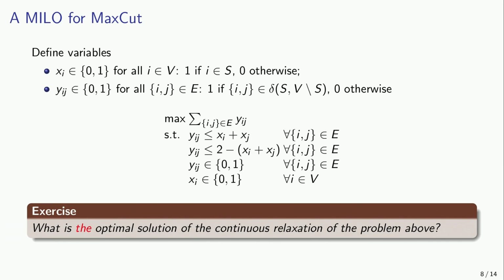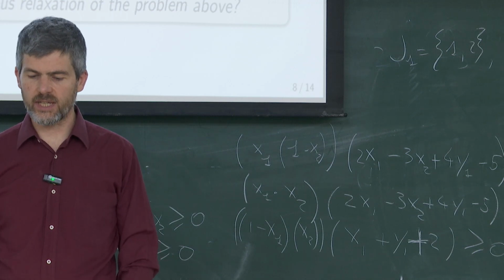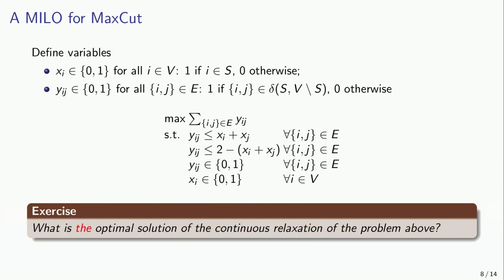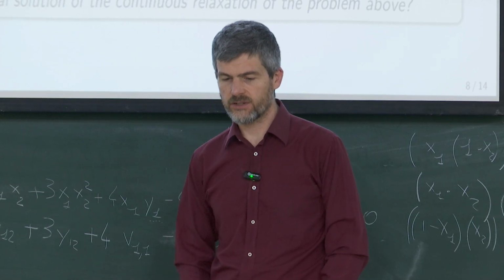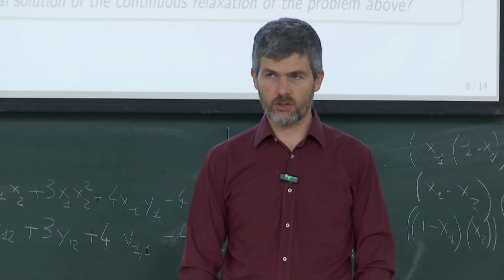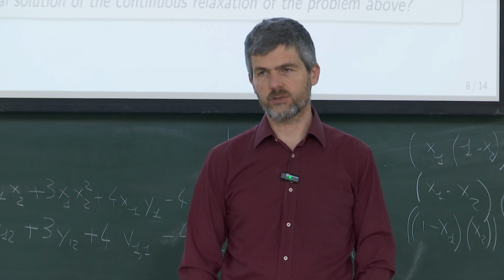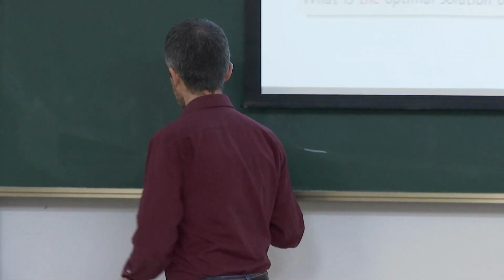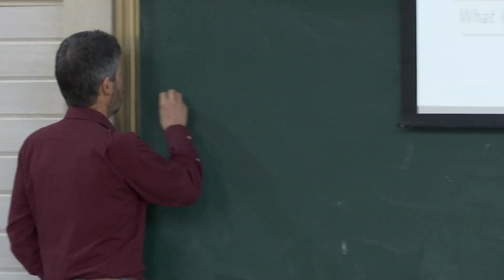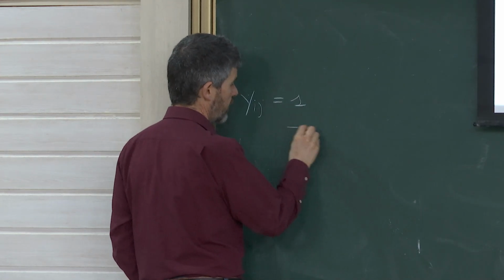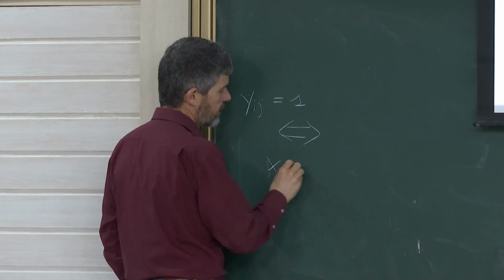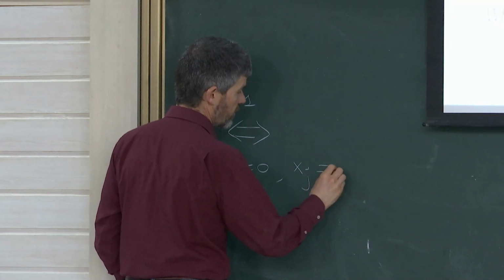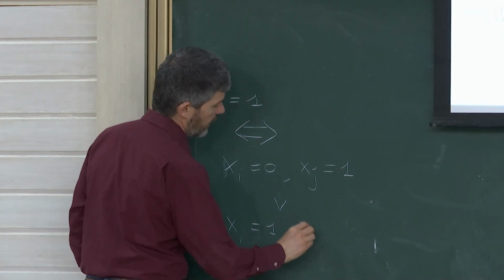It will be easy to formulate it as a mixed integer linear optimization problem. It seems like a perfect application. We simply need to define variables xi that are binary to say whether a given node i is in the set S or not. And because we need to count it in the objective function, we need to define another set of variables yij that is also binary, and that tells me whether an edge is in the cut or not. I don't write it there, but what I want is yij equal to 1 if and only if xi is equal to 0 and xj is equal to 1, or xi is equal to 1 and xj is equal to 0.